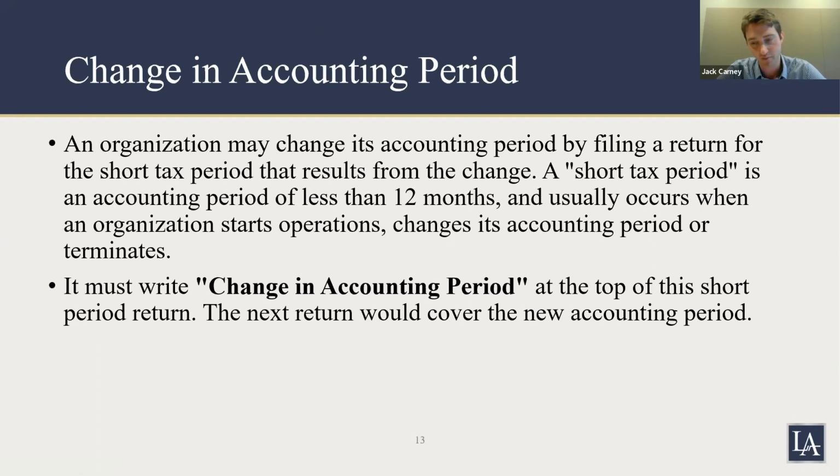The change in accounting period, this has been a big question that we've seen over this past year with clients on how to change it. What are the requirements? Are there any forms that need to be filed? An organization may change its accounting period by filing a return for the short tax period that results from the change. So a short tax period is an accounting period of less than 12 months, and it usually occurs when the organization starts operations or it changes its accounting period. When this happens for the first time, all that we need to do is simply write change in accounting period at the very top of the short period return. The following return is going to cover the full accounting period for the new accounting period.